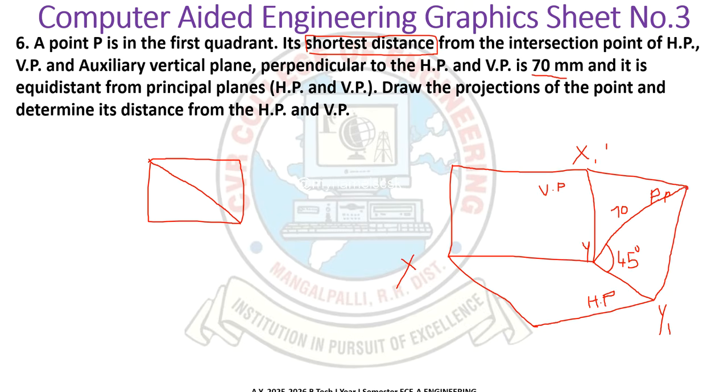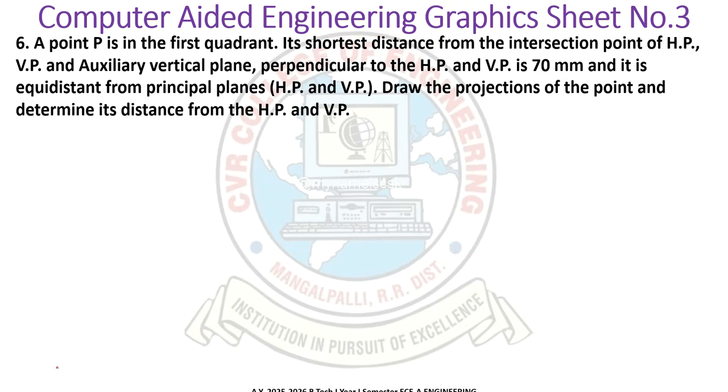Here at this point I get my point called P double dash. This is the side view I get on the profile plane, and at the same distance here I will get my front view, and at the same distance here I will get my top view. Like this you have to draw the equidistance problem or shortest distance problem.